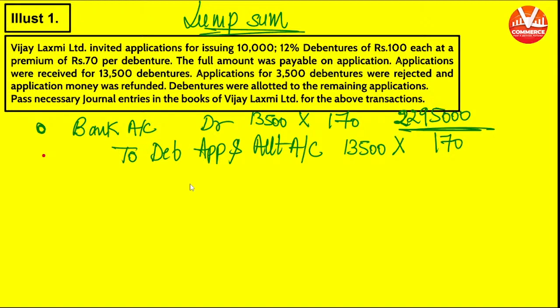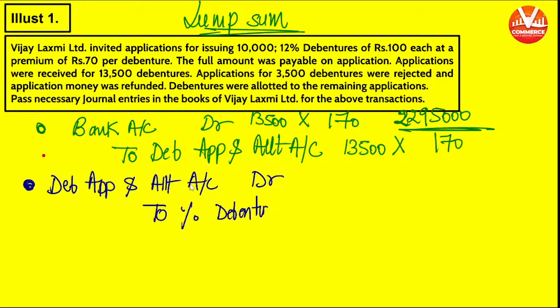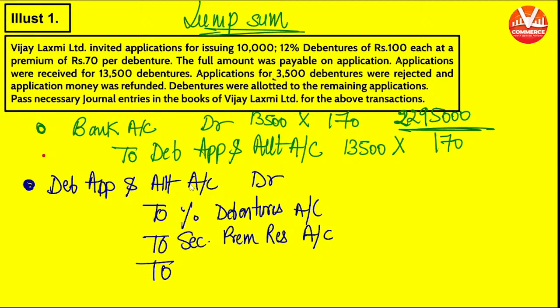After this, application money will be due. So that's the main entry, so please pay attention. Debenture application and allotment account debit to percentage debentures account. They are issued at premium, so to securities premium reserve account. Well done, Dolphy. You have answered it already. Congratulations. Great job. And we are rejecting these shares, so we have to refund their money. Therefore, we have to credit bank.